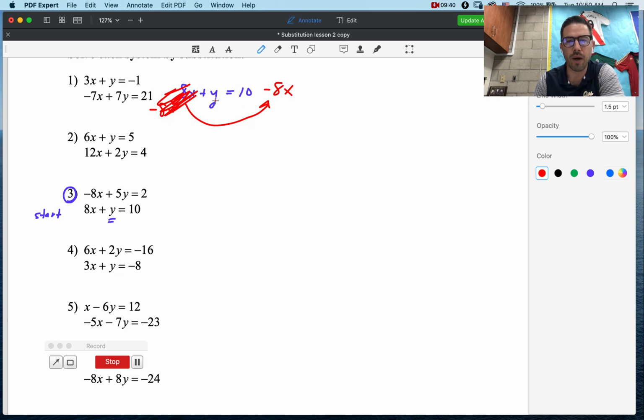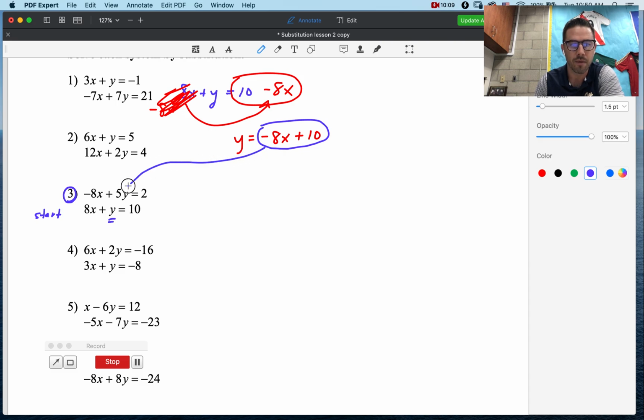Remember, you could write this y equals 10 minus 8x. I like to write the negative 8x first: y equals negative 8x plus 10. But remember, if you did it this way, it will totally still work. Now, watch what we have here. This is what y equals. So since we started on the bottom problem, we're going to come now to the top problem, and we're going to take this and substitute it in for y.